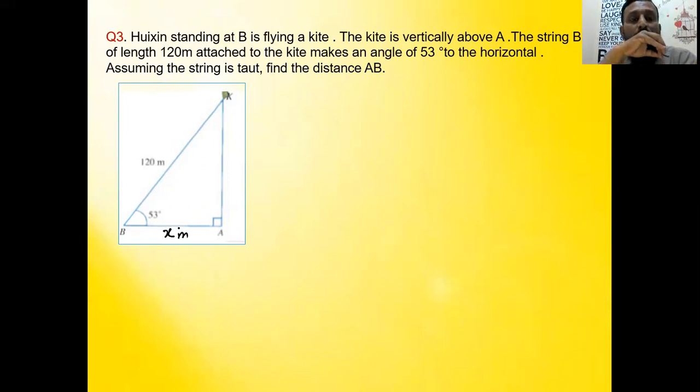Now, this is the kite, boys and girls. You can see this kite. Here is the kite, all right. The kite is at a certain height. The length of the string given to us is 120 meters. And they are asking us to calculate the distance of B from point A.